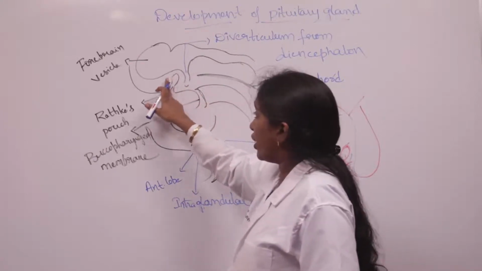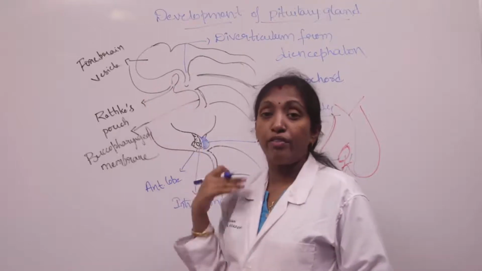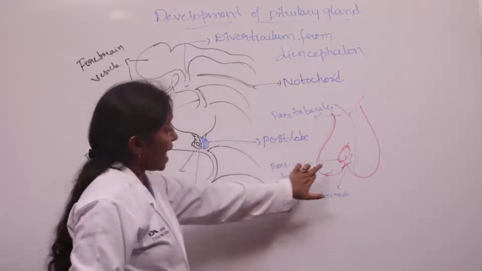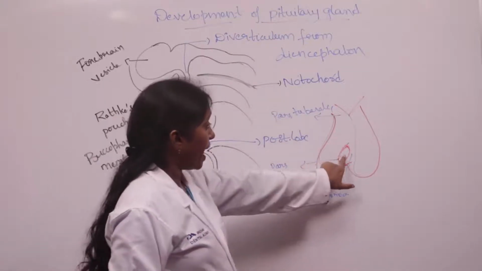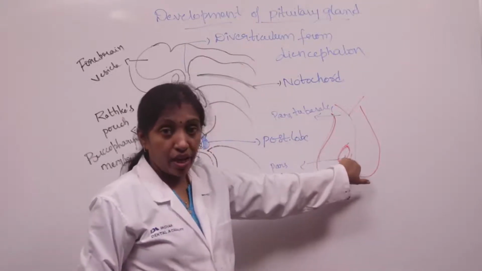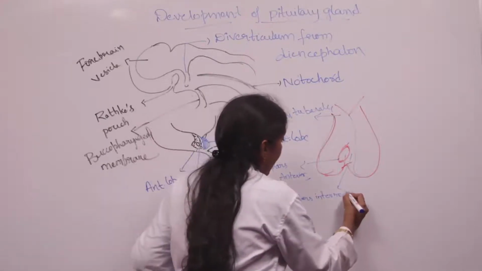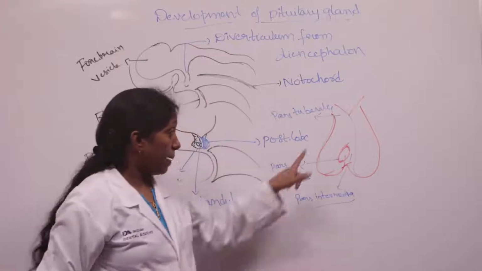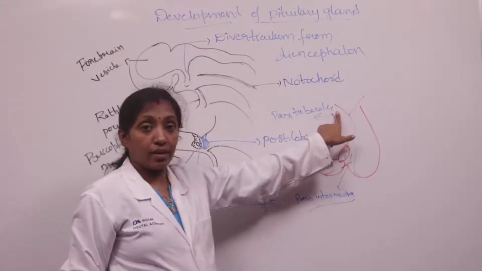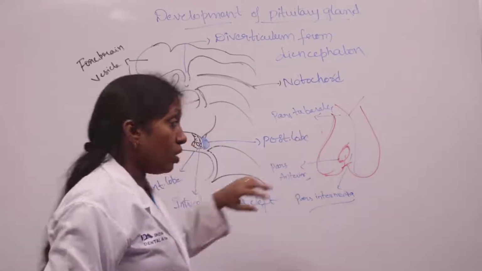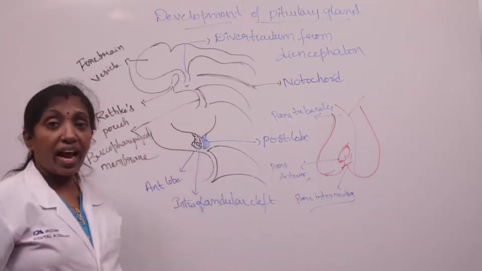The part which is in front of the intraglandular cleft, the cells proliferate rapidly. So that part we call pars anterior. And the part behind the intraglandular cleft, the cells don't proliferate rapidly, it remains as pars intermedia. And the part which extends into the stalk, into the infundibulum, we call it pars tuberalis. So that is the development of the anterior pituitary.